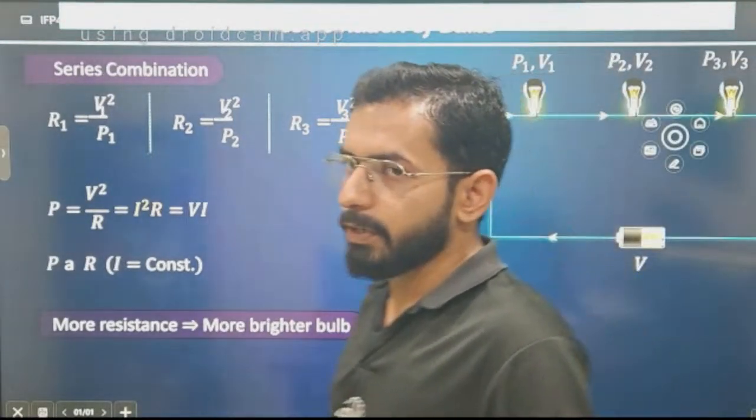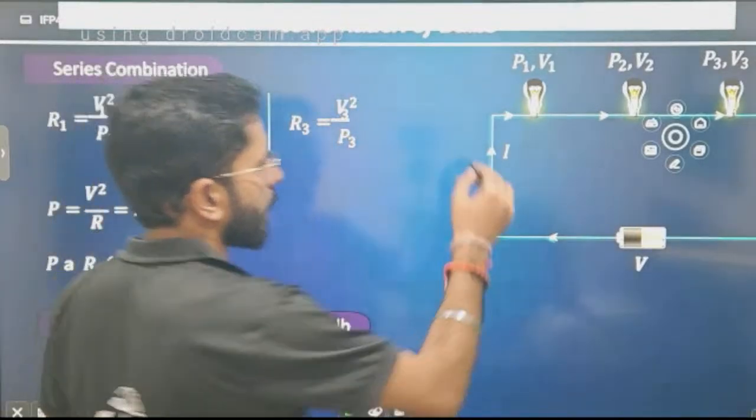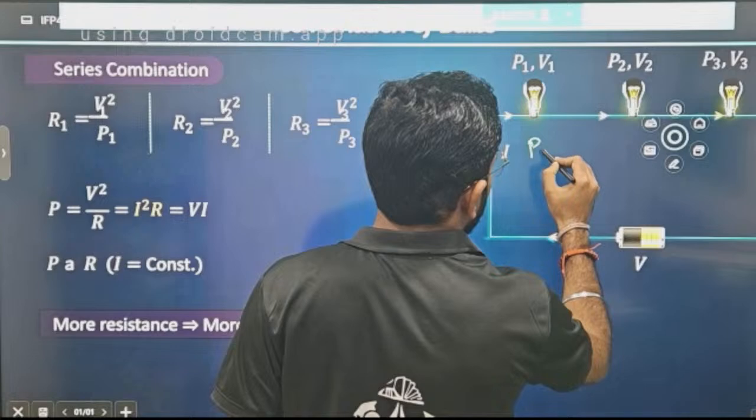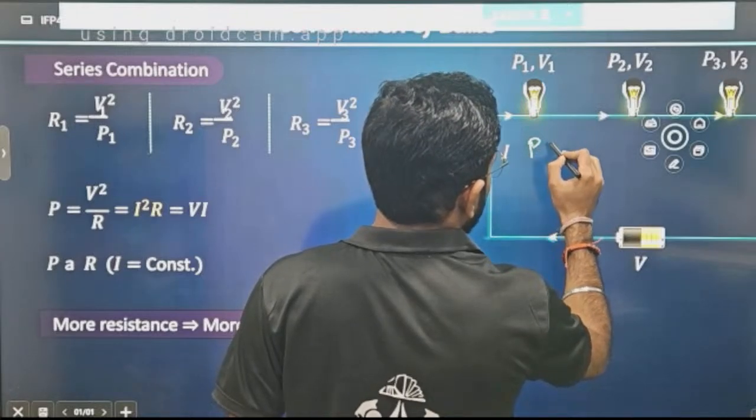So what will we be writing? Firstly, what I have told you. Let's suppose 3 bulbs are connected in series. Firstly, write the resistance of all these bulbs. I will be writing power is equal to V square by R.